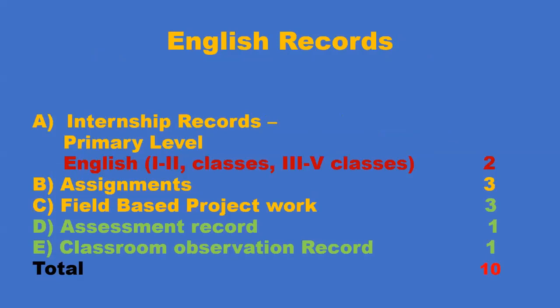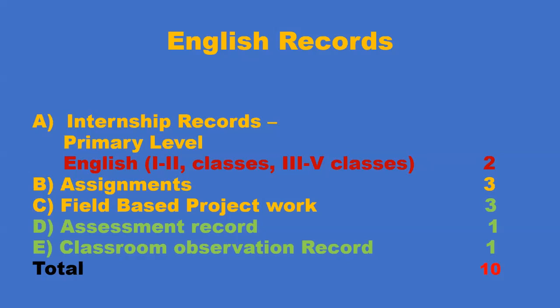And these 10 records are very essential, dear student teachers. Internship records, that means lesson plan records. English classes 1 and 2, that means P1. And the lesson plan book for P2, classes 3, 4, and 5. That means 2 lesson plan books and records, or maybe call them internship records, should be submitted. Internship records means lesson plan books.